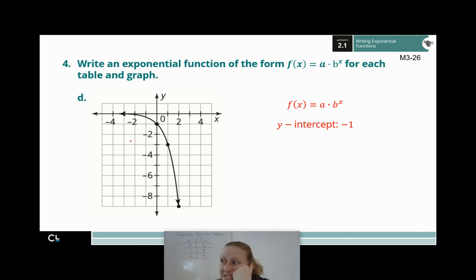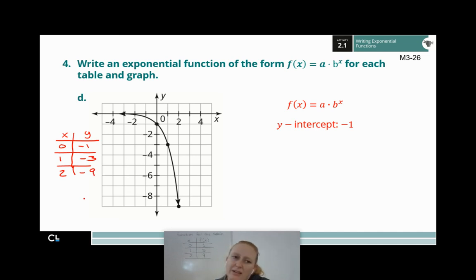So you know what I did is I actually made a little mini table. I made a mini table and I wrote down the points, right? X and Y. And I wrote down the points and I was like, okay, this is at 0, -1. And the next point was at 1, -3. And the next point was at 2, -9.